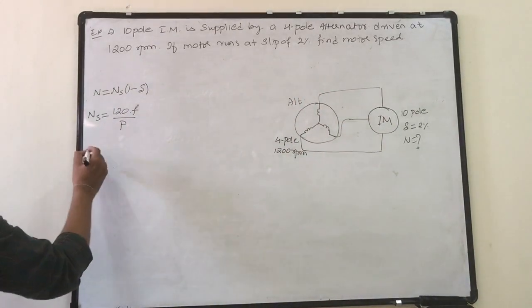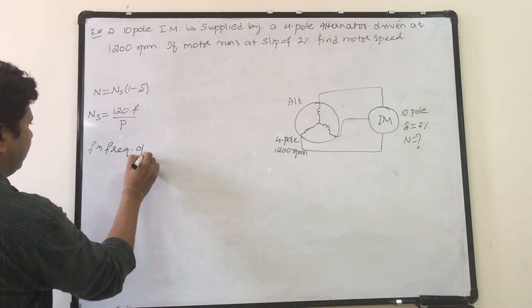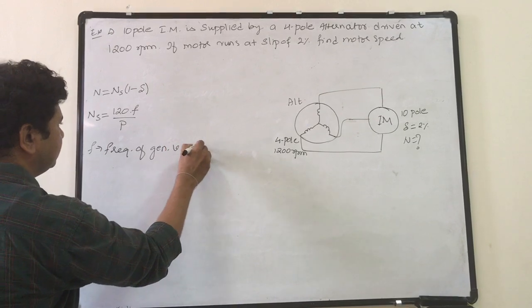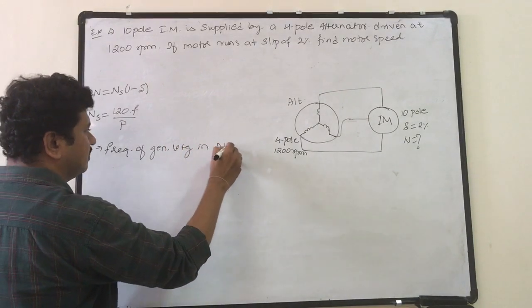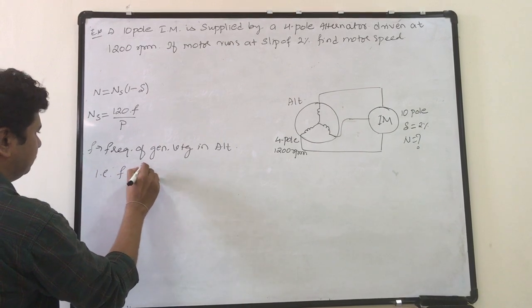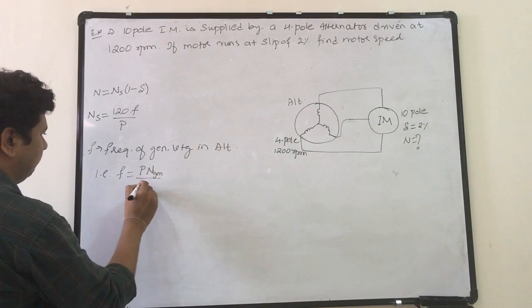So F is the frequency of generated voltage in the alternator, that is F is equal to P N generator by 120.